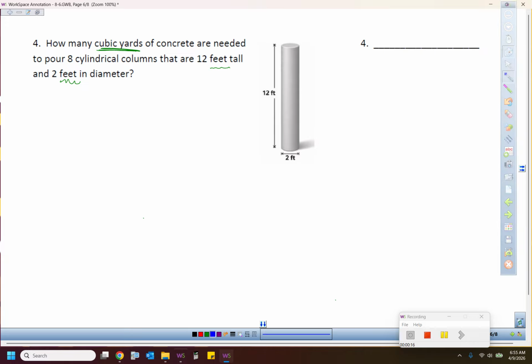It is definitely a cylinder, but we have 8 of them, right? So we'll have to realize, do we want the volume, lateral area, or surface area? Since we're doing concrete, we want the volume. So we can do the volume of the cylinder, and then we'll take that times 8 to answer our question.